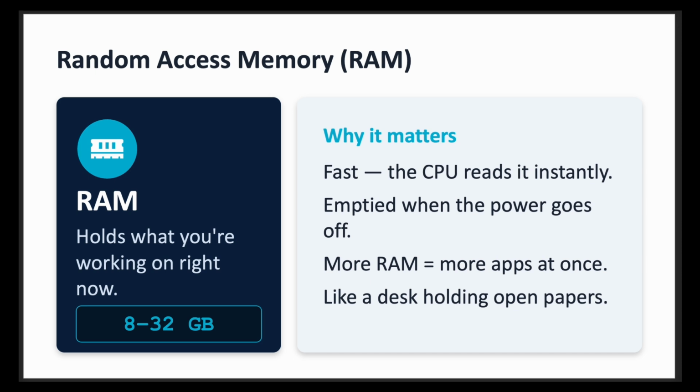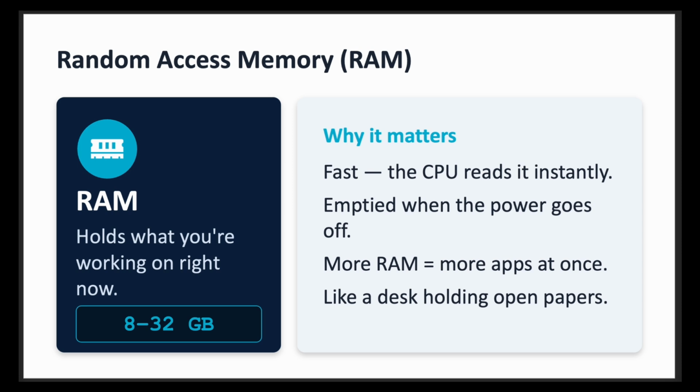That physical constraint is exactly why random access memory, or RAM, has to exist. And we usually see, what, like 8 to 32 gigabytes in a standard setup? Yeah, exactly. It's the temporary workspace. If you think about it, it's like a desk where you keep all your open papers. So more RAM just means a bigger desk holding more open apps at once. Precisely. But it's really about the physics of retrieval. RAM is incredibly fast, allowing the CPU to read it instantly so it never has to wait.